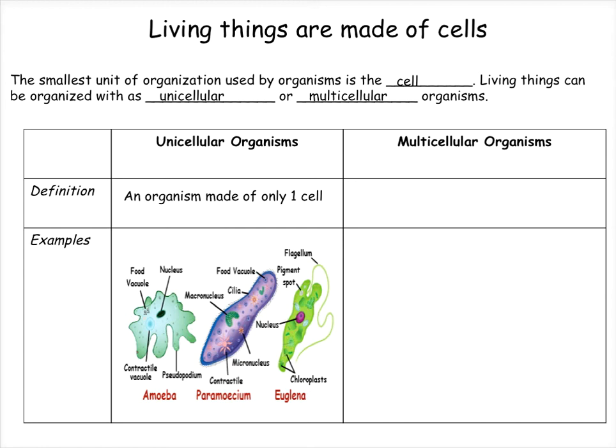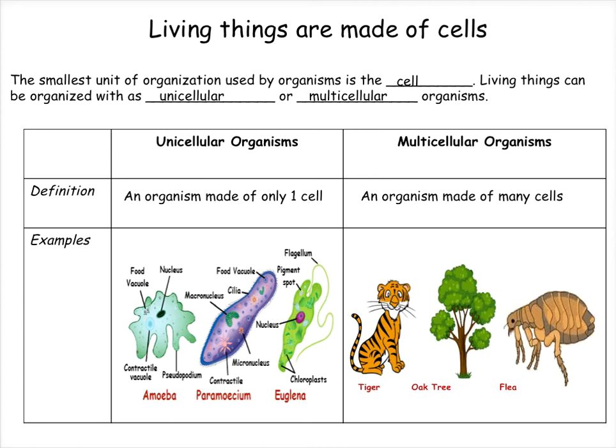The other type of organization is multicellular organization. To be multicellular means to be an organism made of many cells. We have some multicellular organisms pictured below. Organisms that fall into kingdoms such as plant, animals, and many kinds of fungi are multicellular.